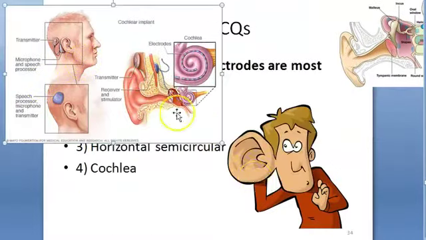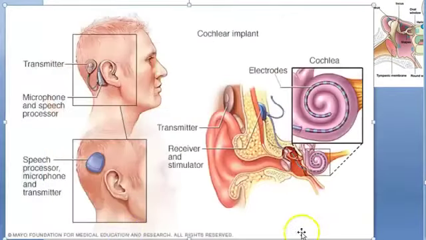Here in this photo, very clearly they have shown that. See, going through the round window. Because stapes is here, you can clearly see it's not on the oval window, it's on the round window. Okay. The electrodes they have shown here are going through the round window.